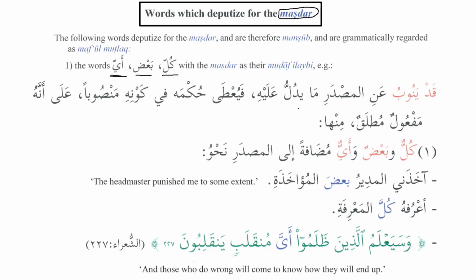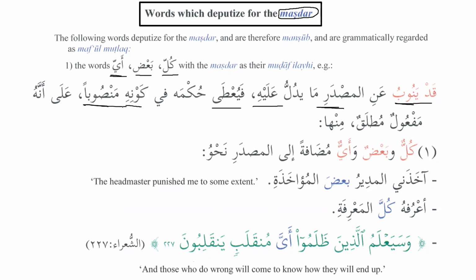قد ينوب عن المصدر ما يدل عليه. So sometimes it deputizes for the masdar, therefore the masdar will be mansub. So قد ينوب, sometimes it deputizes عن المصدر ما يدل عليه, for the masdar which it signifies, or which it talks about. فيعطى حكمه يعطى. What do you think about this? Is it active or passive? Passive, excellent. فَيُعْطَى حُكْمَهُ فِي كَوْنِهِ مَنْسُوبًا, and of course it is given, or it becomes mansub. So it comes into the making of mansub.